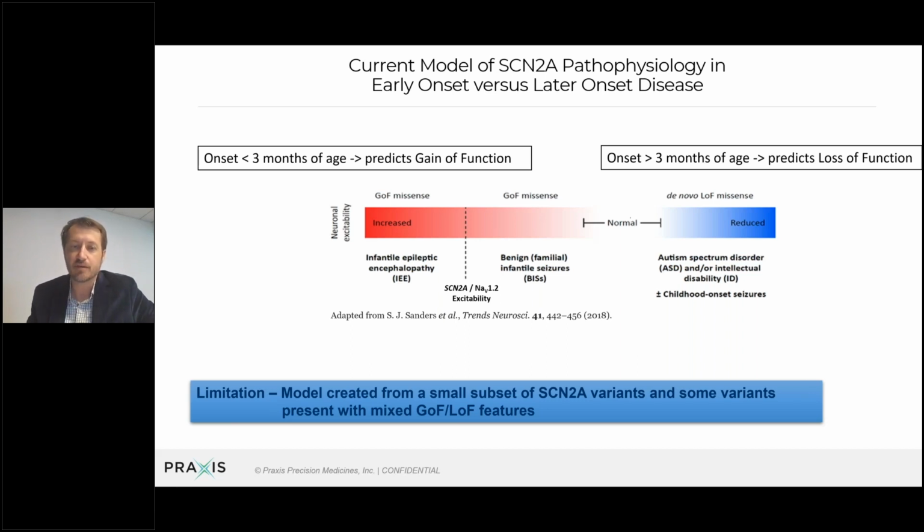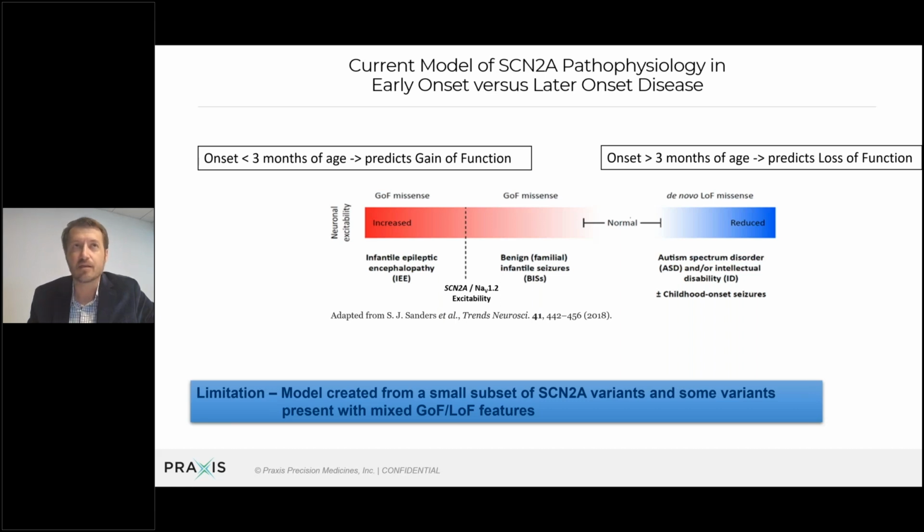If you then compare that to one property of the clinical phenotype, it's the age of presentation. So the age of onset of the seizures, if they occur less than 3 months of age, that's highly predictive of gain of function. If they occur greater than 3 months of age, it's highly predictive of loss of function. So in totality, this model seems to be working, but because there could be outliers, we need a way to check this very quickly.